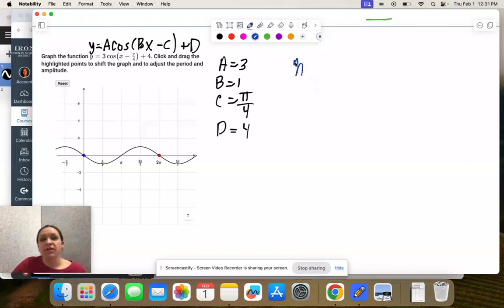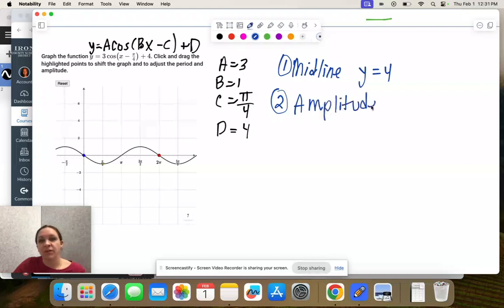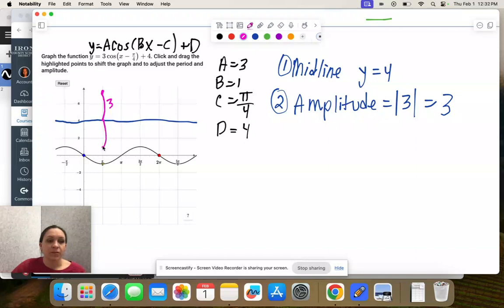So when we want to find our values, I always start with the midline because it's the d value. It's y equals 4. And then we can determine the amplitude, which is a. It's actually the absolute value of a, which is 3. So right now I'm going to move our graph up to 4 for our midline and stretch out our amplitude to be 3 above and 3 below.